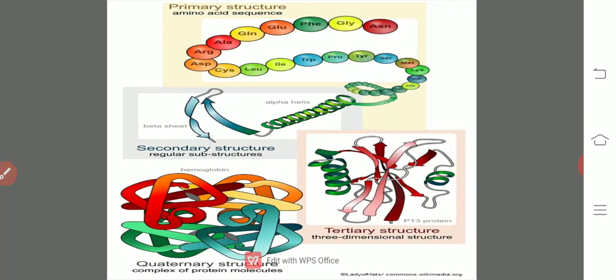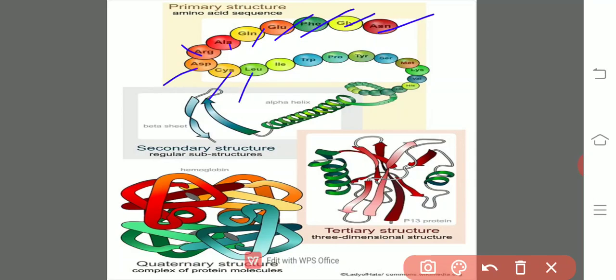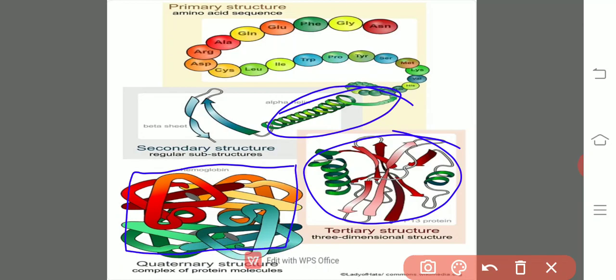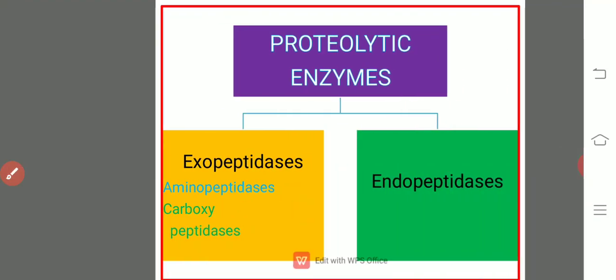As we know, if it is made up of an alpha helical chain with different kinds of amino acids, like here it is asparagine, glycine, phenylalanine, glutamine, glycine, alanine, arginine, asparagine, cysteine, leucine, isoleucine, tryptophan, proline, tyrosine, serine, methionine, lysine, like that. There is a sequence, a linear chain of amino acids. That is the primary structure. And if it is a beta sheet, then that is a secondary structure. And if it is furthermore complex, twisted, that is tertiary, and a highly complex configuration of protein is the quaternary structure. Primary, secondary, tertiary, and quaternary structures we will see in the structural complexity of the proteins.